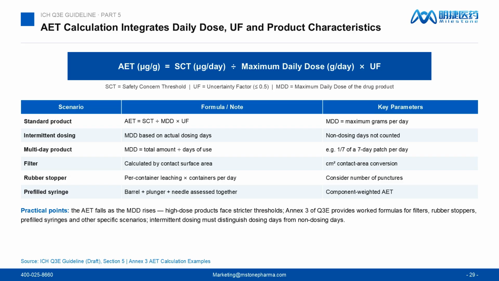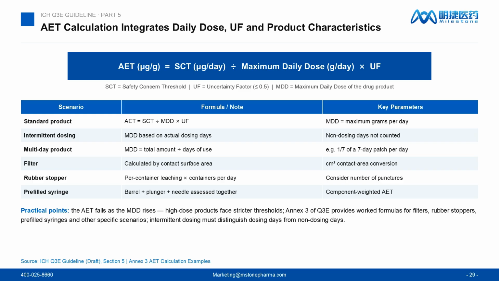Now we assemble the full formula, the one equation to remember from today: AET equals SCT divided by maximum daily dose times UF. Let me make it intuitive. The SCT is a daily safety budget, the micrograms per day a patient may safely receive. Your product has a maximum daily dose. How many grams of it a patient takes per day?